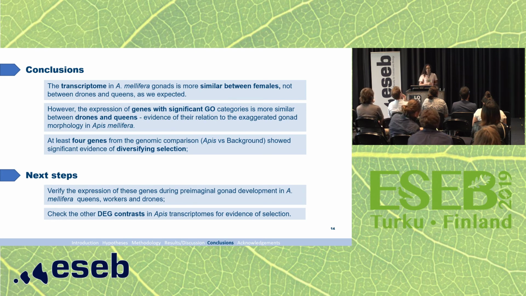So with those 4 genes, we want to go deeper and also verify their expression during development in Apis mellifera. And of course, we still have a huge transcriptome, and this is quite new data, and we want to check all the other differentially expressed gene contrasts in Apis mellifera transcriptomes, and also look for evidence of selection.